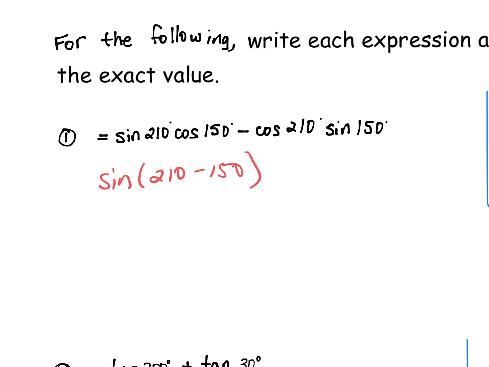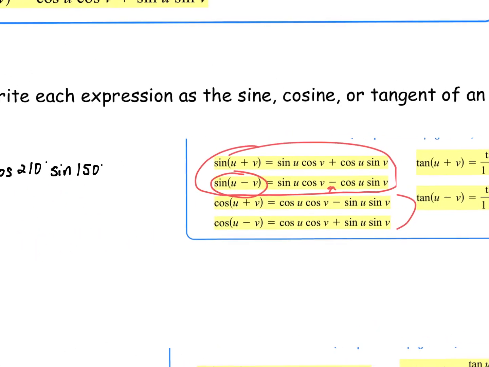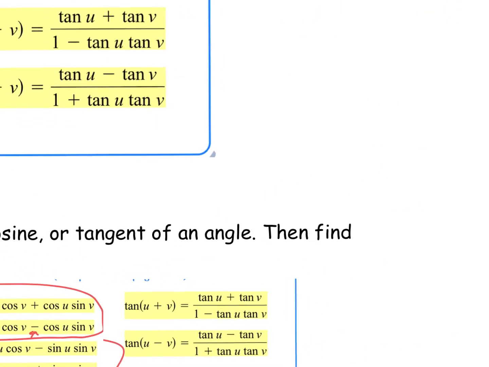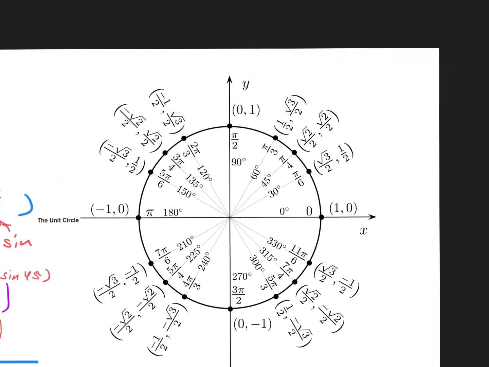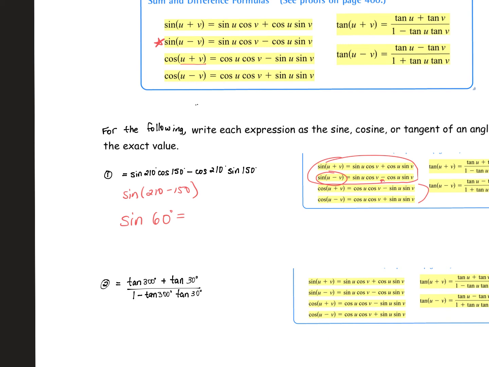We identified which formula it was. What is 210 minus 150? So part of your answer is sine 60 degrees because it says to write each expression as a sine, cosine, or tangent. So the sine of 60 degrees, that 60 degrees is on your unit circle. So let's go to the unit circle for 60. My ordered pair is 1/2 and root 3 over 2.